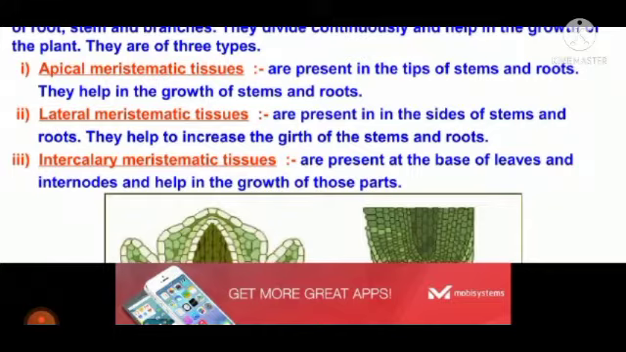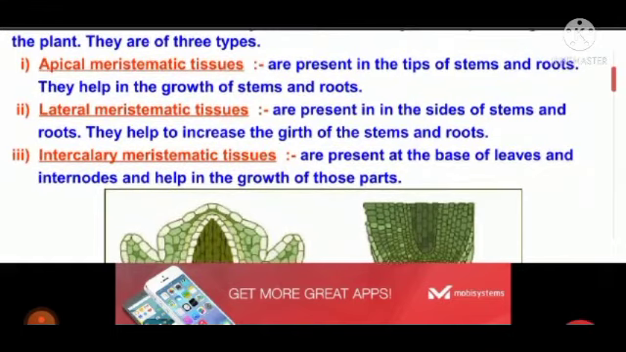So first we will discuss about apical tissue. Apical meristematic tissues are present in the tips of stem and roots. They help in the growth of stem and roots. Apical meristematic tissue are present at the tip of the root, stem and leaves. These tissues divide and increase the length of the plant.